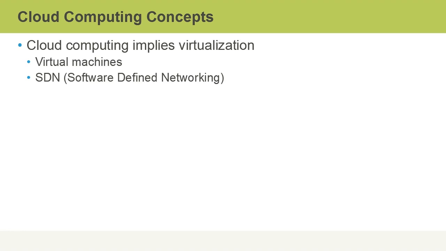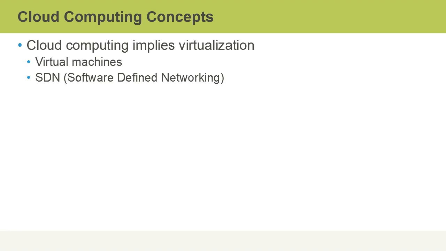Now, even though cloud computing implies virtualization, the opposite is not true. So, just because you might be using virtual machines on your corporate on premises network, that doesn't mean you've got a private cloud. Because we have to think about all the characteristics that we talked about when we began this discussion. Things like broad network access, rapid elasticity, and so on.